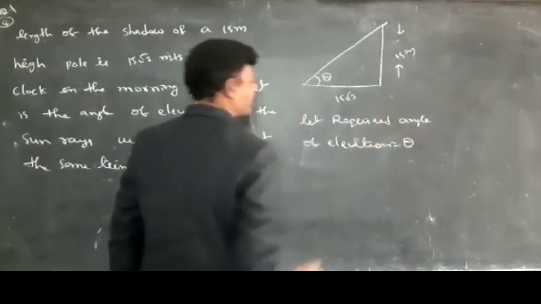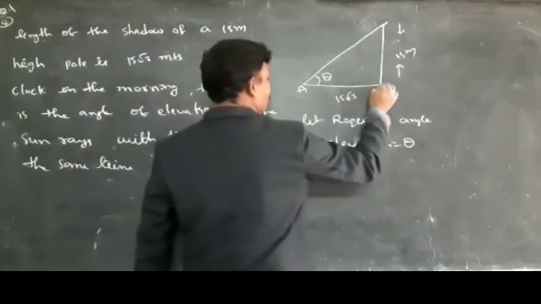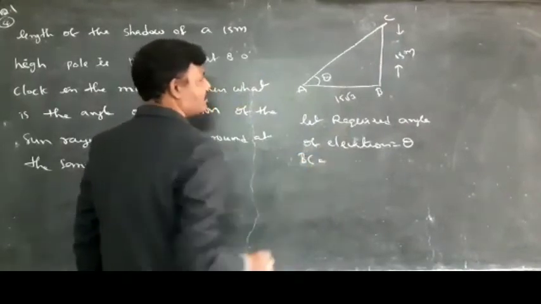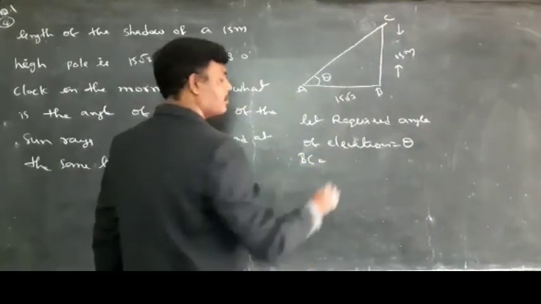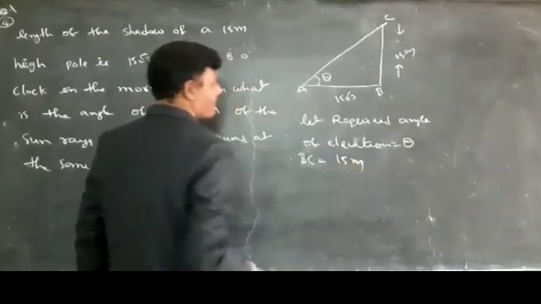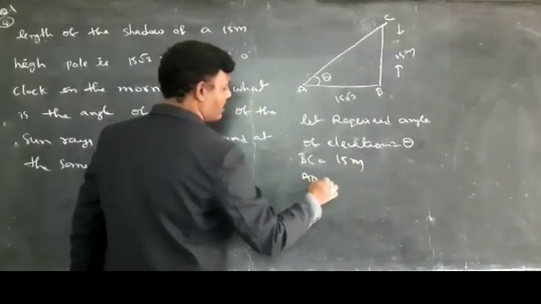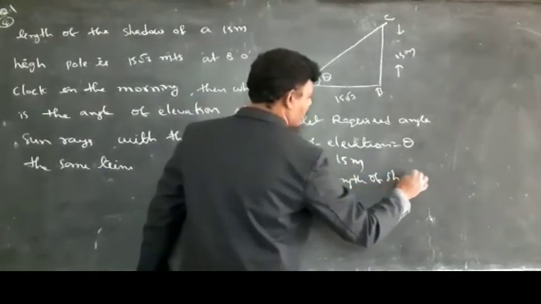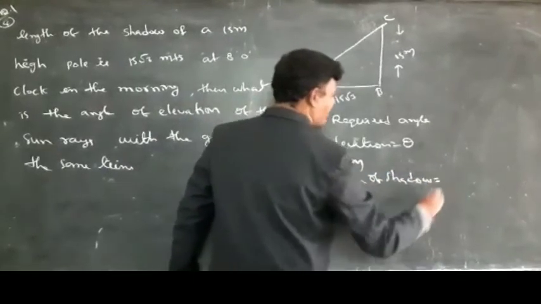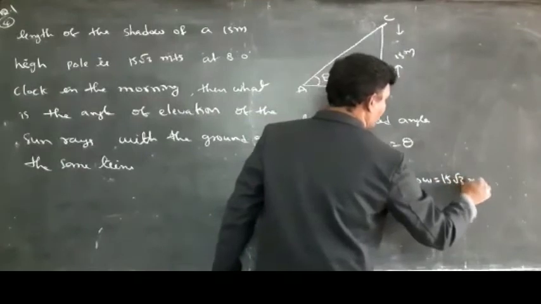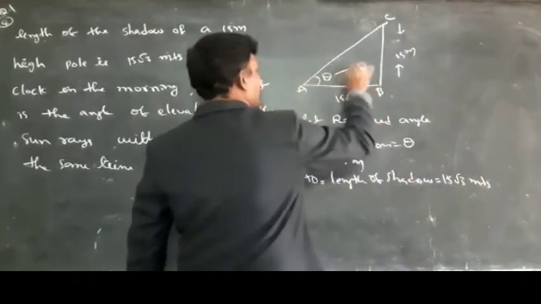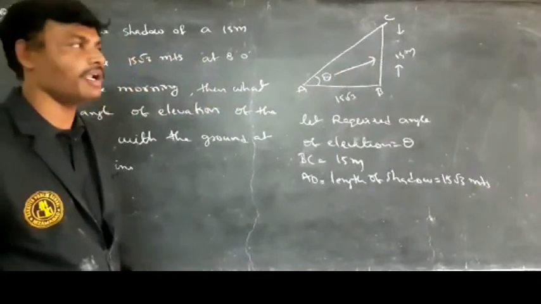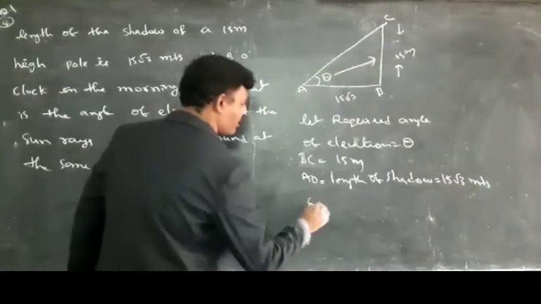be equal to theta. Now I am taking it as A and B and C. What is the meaning of BC? BC is nothing but the height of that pole, 15 meters. And what about the AB? AB is equal to the length of the shadow of that pole, 15 root 3 meters. Then here BC is the opposite side and AB is the adjacent side. What can we write?